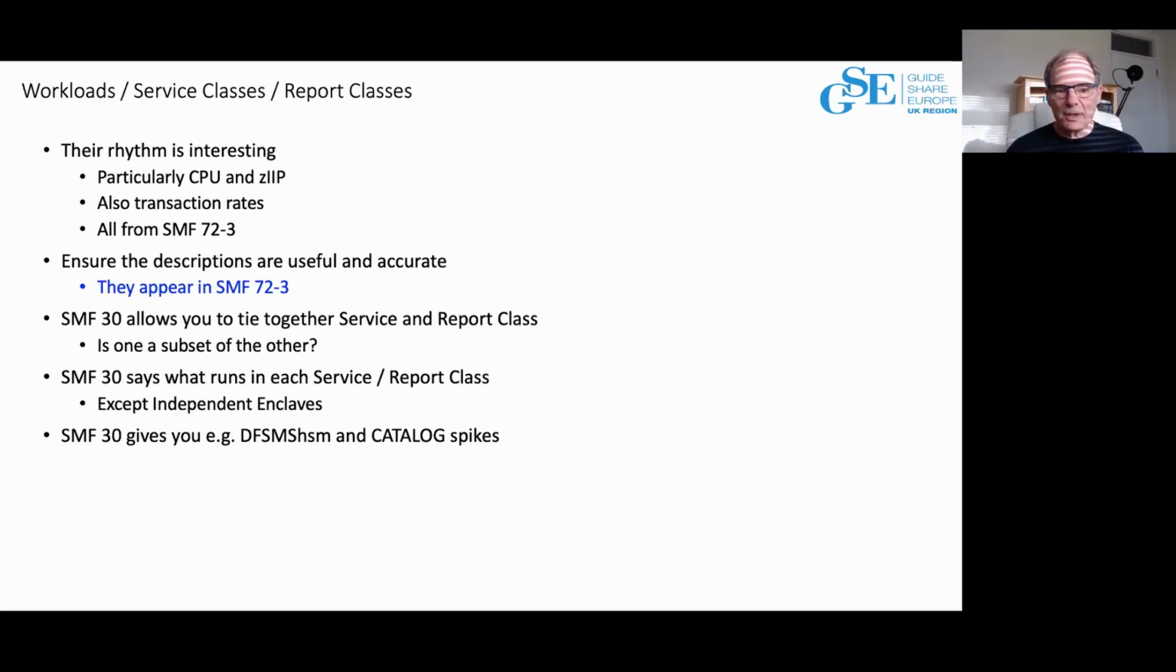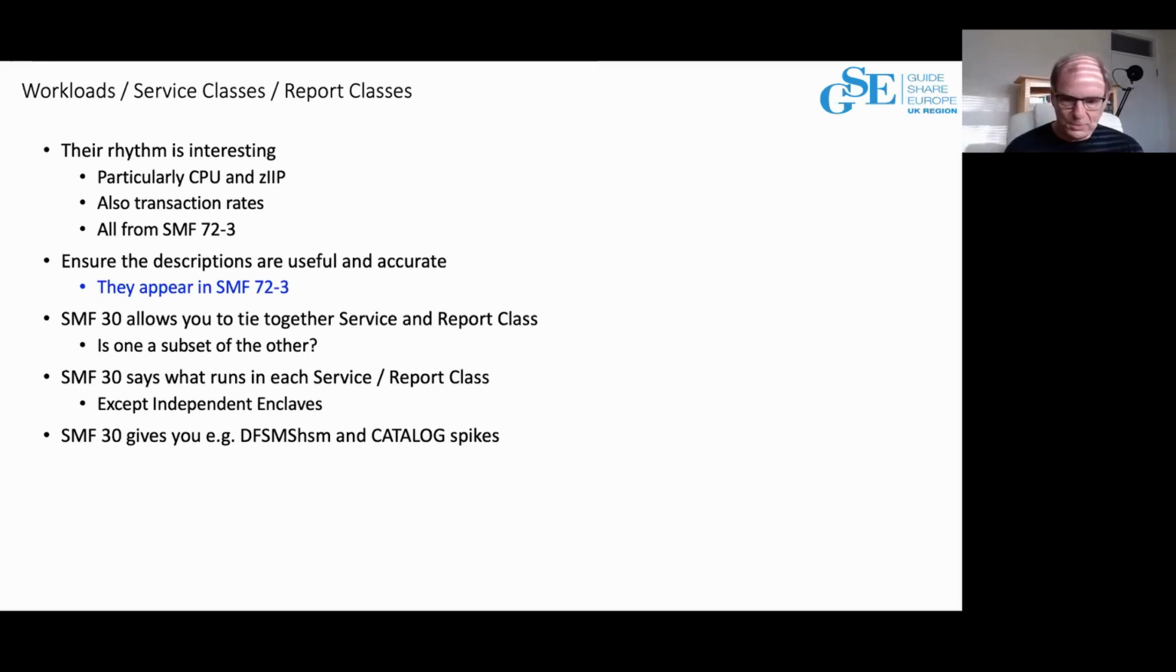So SMF30 gets to be really handy in this. It does things like allowing you to tie together service class and report class. So is a service class a subset of a report class, or is a report class a subset of a service class, or something else? The 30s allow you to tie that together to some extent. It also says what runs in each service or report class.